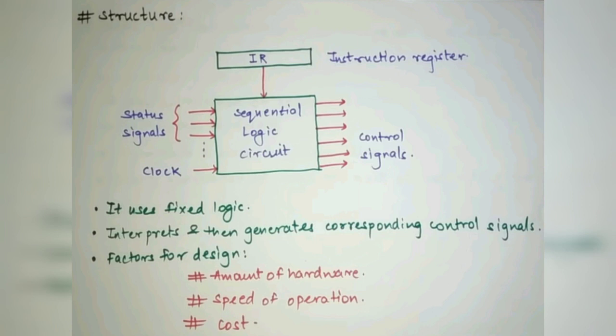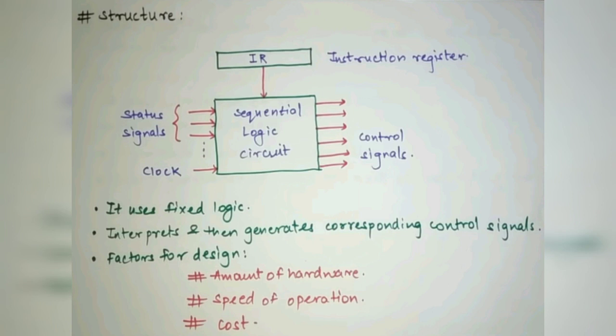My name is Anushree Laddha, roll number 34. I am going to explain the structure and design of the hardwired control unit. It has an instruction register and a sequential logic circuit. The sequential logic circuit has many AND gates, OR gates, ICs. It gets input called status signals, which tell about the status of the instruction. Clock is also one input, and the output is control signals to the instructions, which then control them.